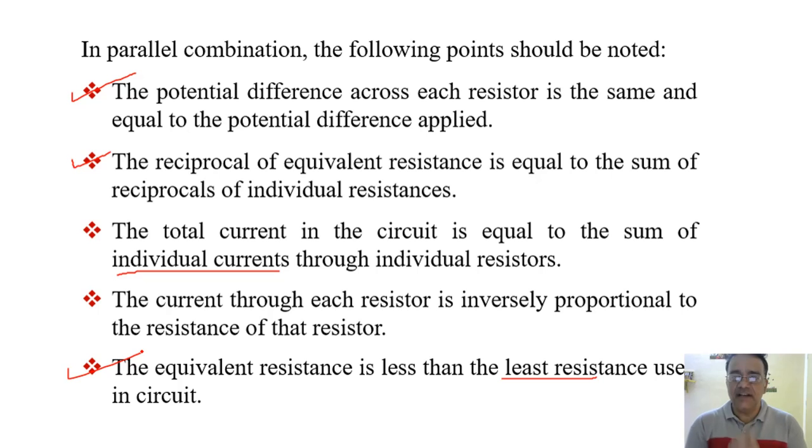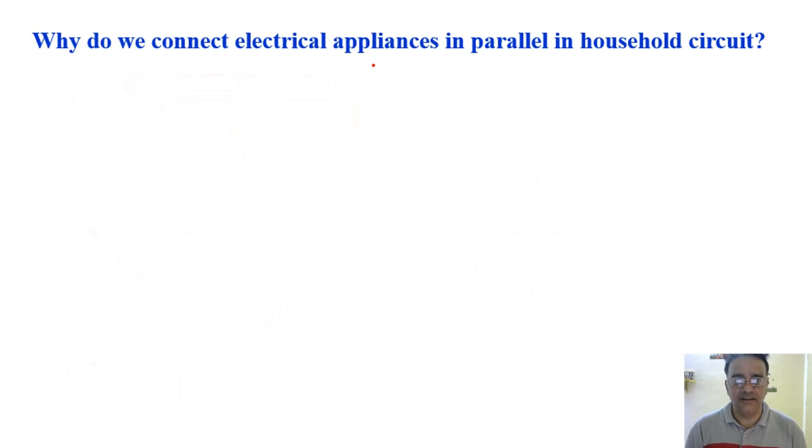So now let us have some examples based on series and parallel. I will start with the first one. Before that, we have just seen that the potential difference across each resistance is the same. Because of this property, the domestic electrical appliances in households are connected in parallel. So let us see that one very important part: why do we connect electrical appliances in parallel in household circuits?